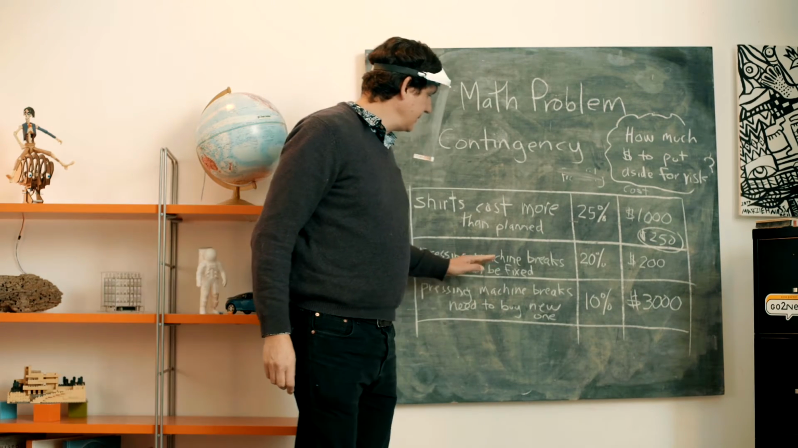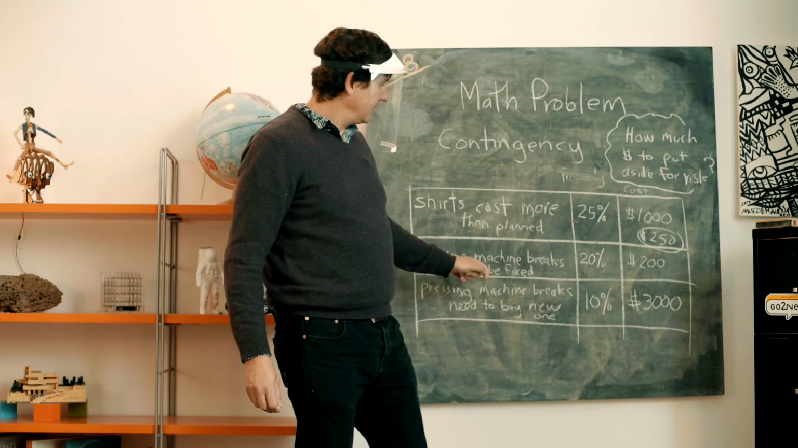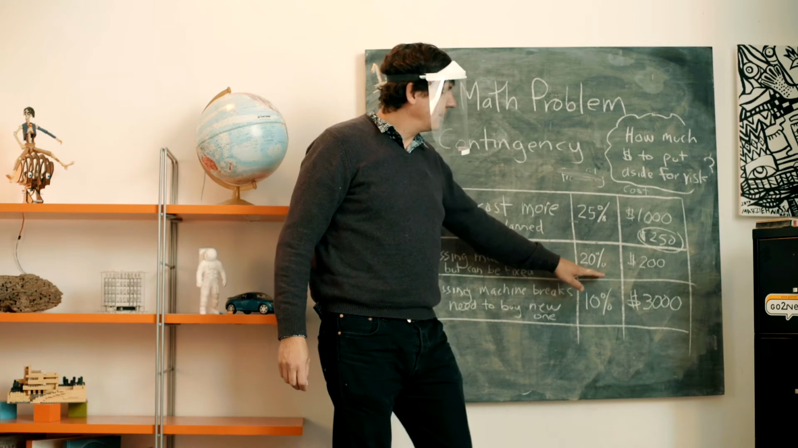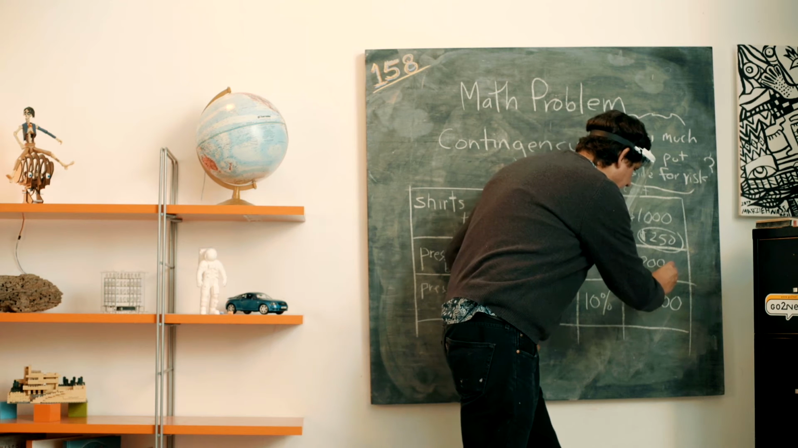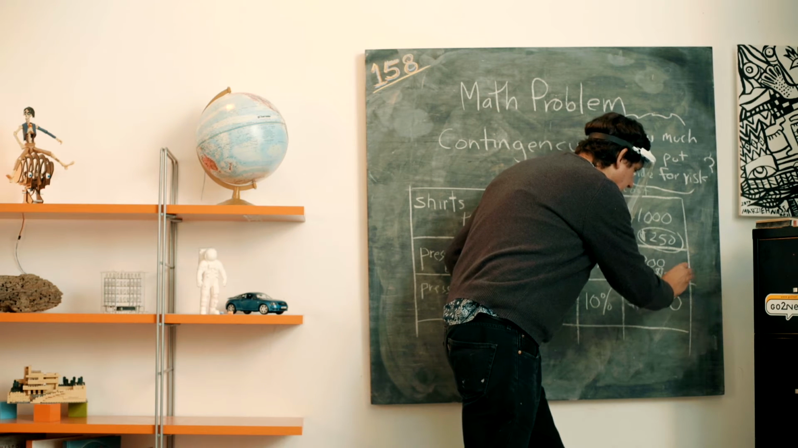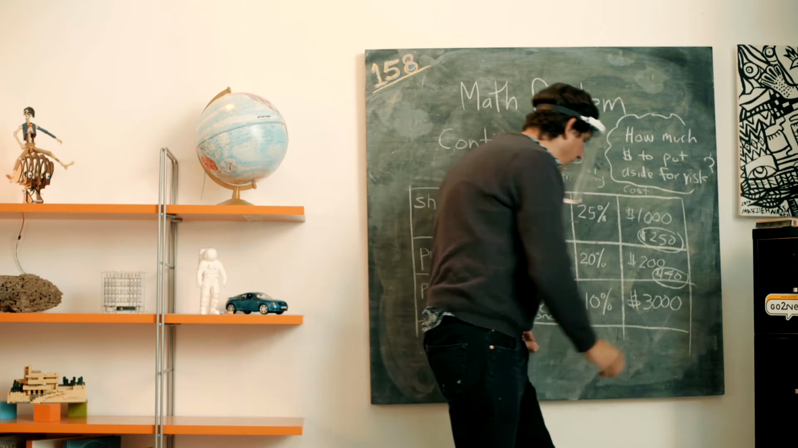If we look at the pressing machine breaks, but it can be fixed, there's a 20% chance of that happening. It would cost $200 if it does happen. The probability times the cost would be $40.